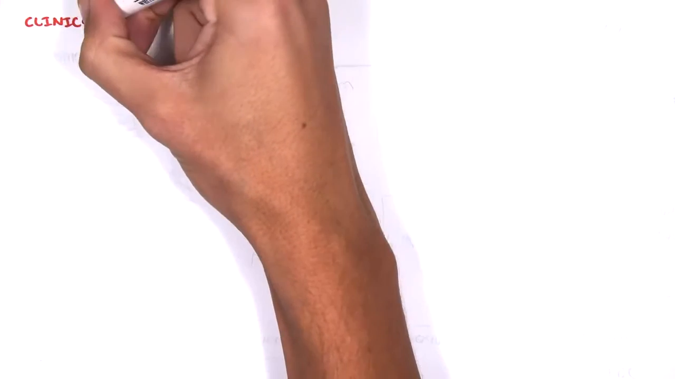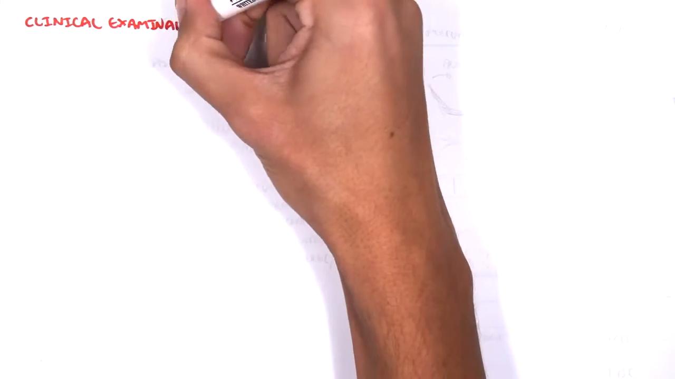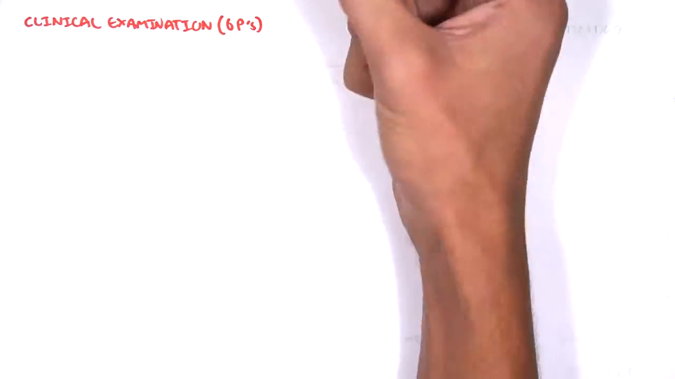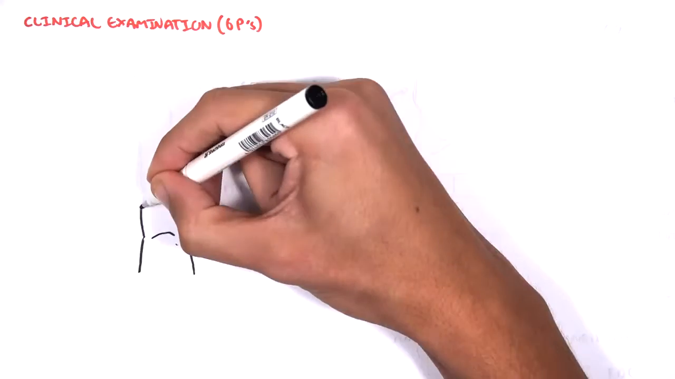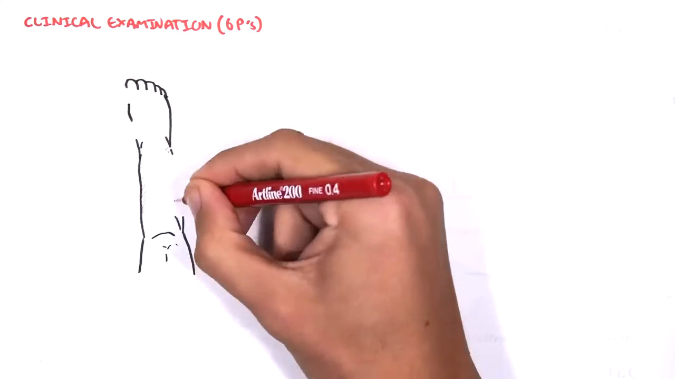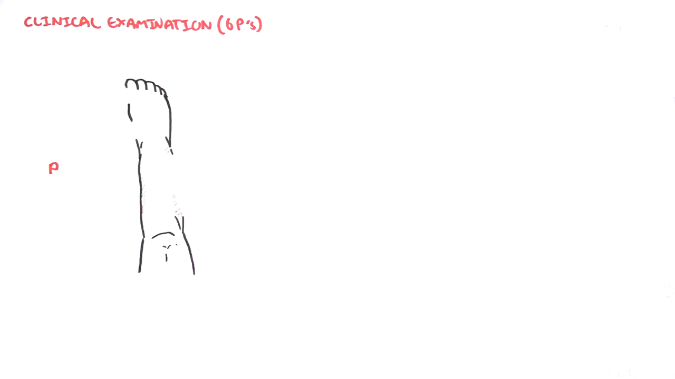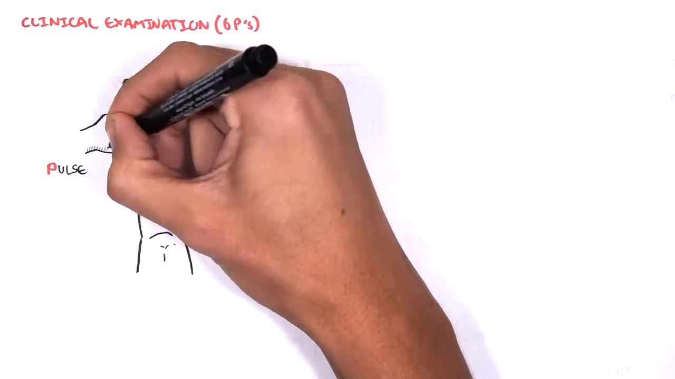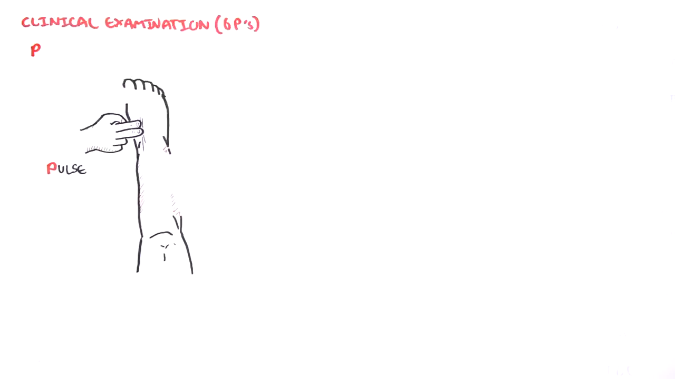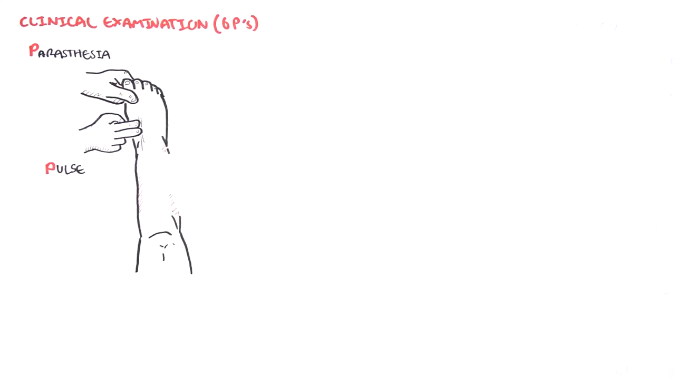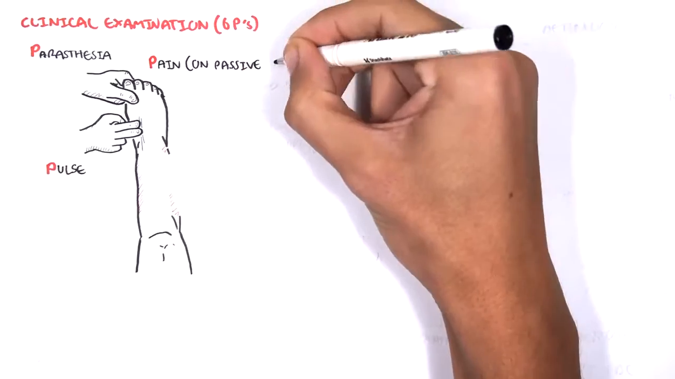What is more important is the clinical findings. History and examination is very important for acute compartment syndrome. Examination involves looking at the 6 P's. These 6 P's include pulse. Pulse can be present even with acute compartment syndrome. Paresthesia is common. Pain is probably the most important initial finding.